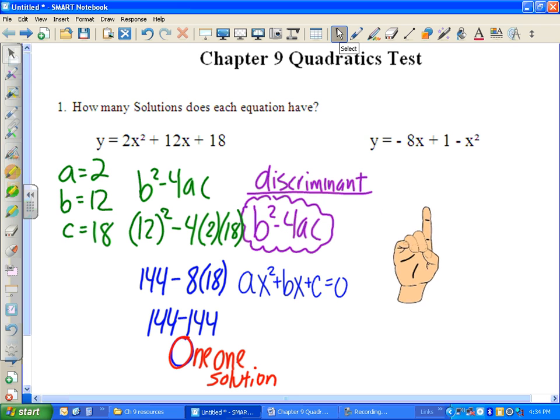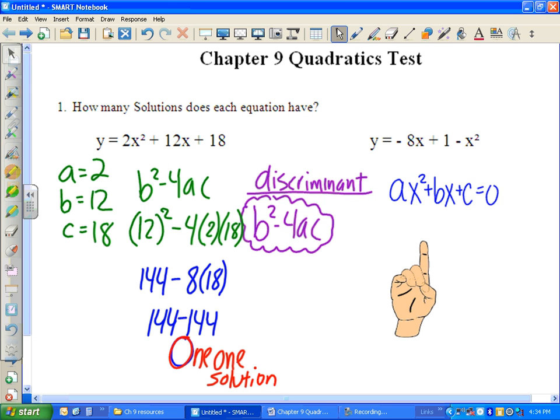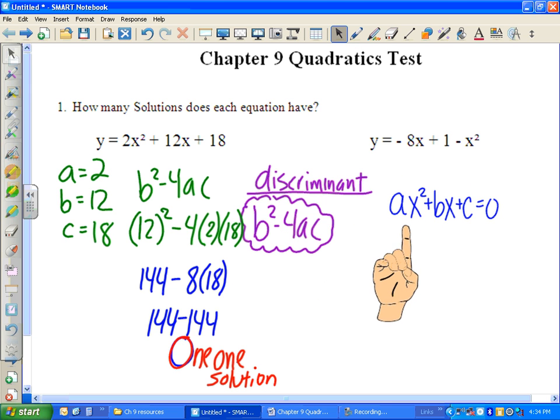Remember I told you that they have to be in this special order: A goes first, B is second, C is last. Let's look at whether that's how they look here. Is the x squared part first? No, it's not. Is the middle part the x only? Nope. Is the single number at the end? No, it's not. Everything is jumbled up.